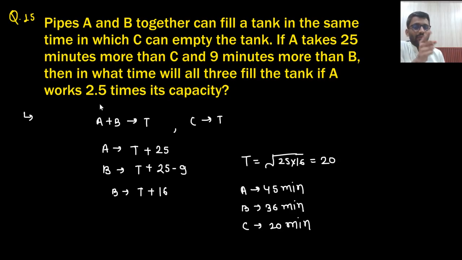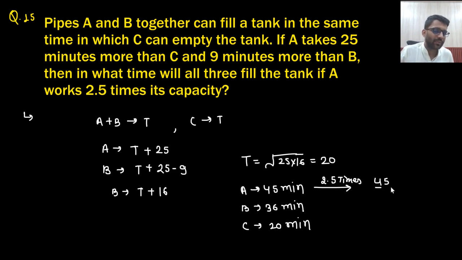Now A is working with 2.5 times its capacity. Capacity is increased by 2.5 times. That means the time will be decreased by 2.5 times. Do you agree to this point? Say yes or no. If capacity is increased by 2.5 times, that means time will be decreased by 2.5 times. If I do a work in 5 days and I increase my capacity 5 times, then I will be able to do that work in 1 day only.